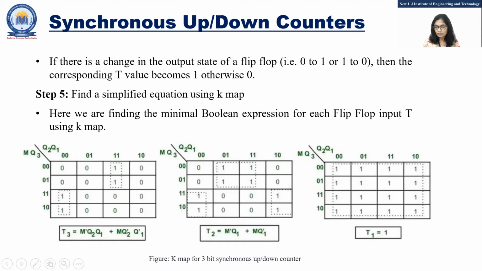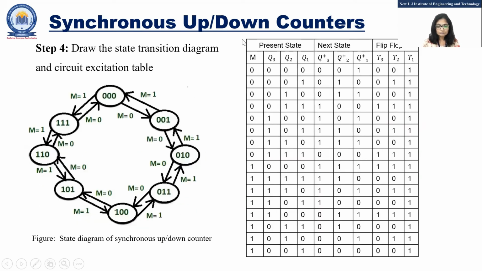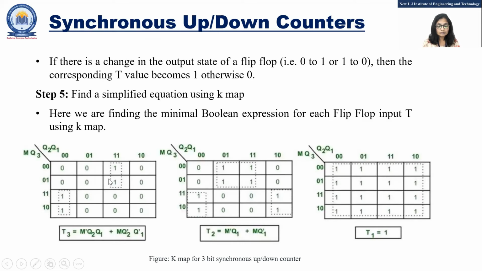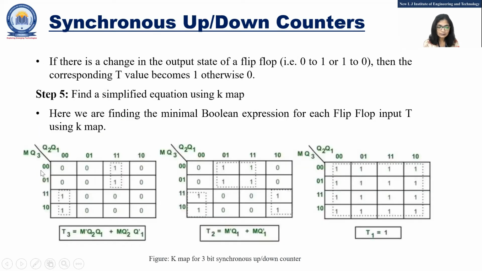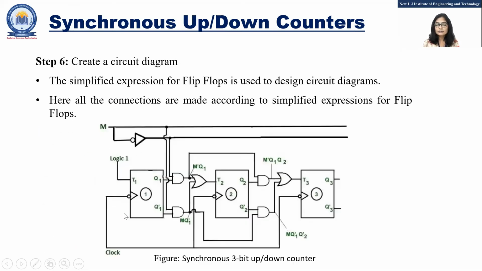We have already discussed in the previous video how to design the K-map. Here we have to take those min terms where the output will be 1 for T3, then T2, then T1. So we will design this K-map and we will get these Boolean equations.